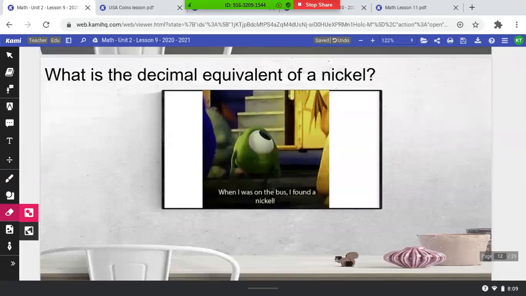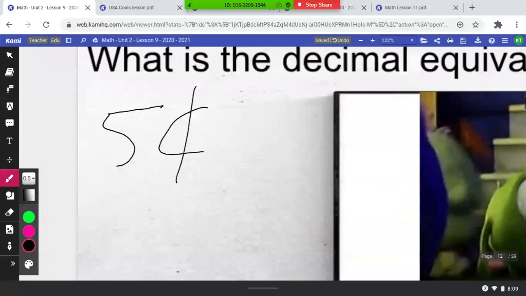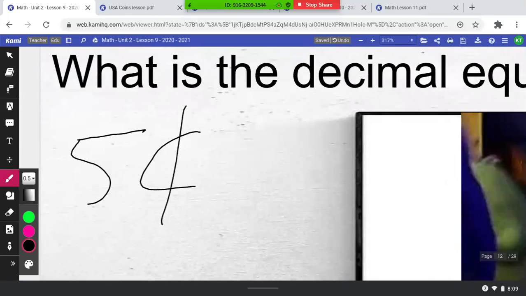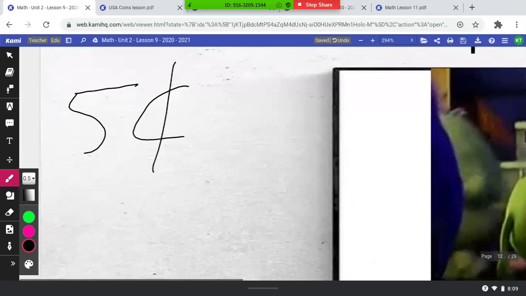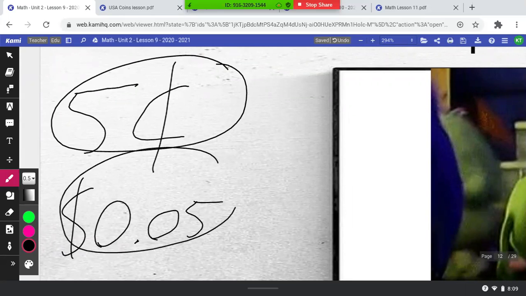All right. So what is a nickel? How much is a nickel worth? Okay, I know it's worth 5 cents. Now, okay, back to that topic. The cent symbol goes after the amount. And that's just if I'm talking about cents. But if I was putting it in the form of dollars, it would be this. So 5 cents or $0.05.